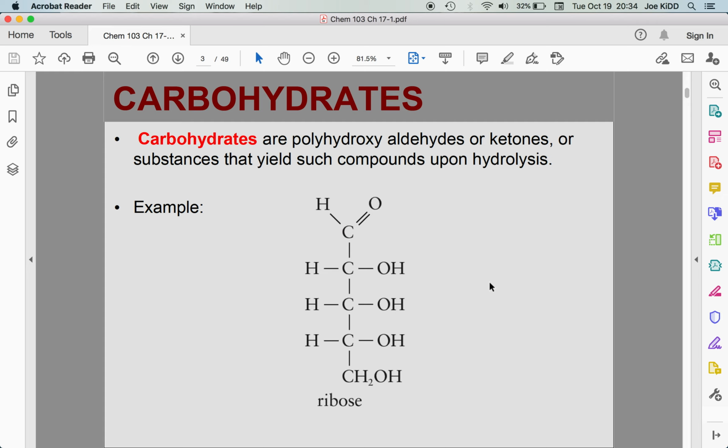So carbohydrates, when we look at functional groups, are primarily going to be either aldehydes or ketones that have many hydroxyl groups on them. So, a polyhydroxy aldehyde or ketone. Here we have an example of an aldehyde. This is the linear form, or the straight chain form, of ribose.